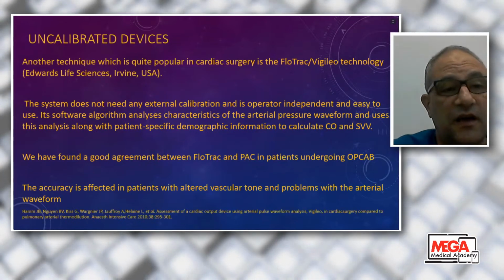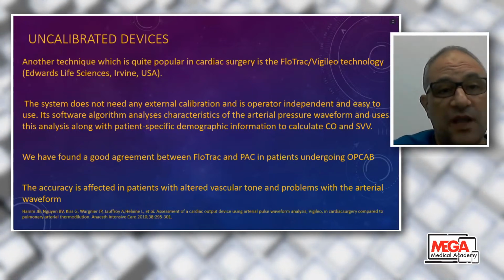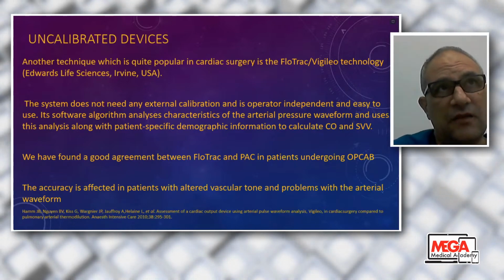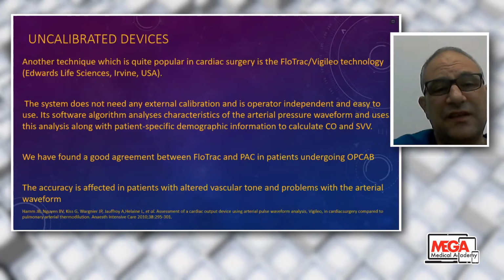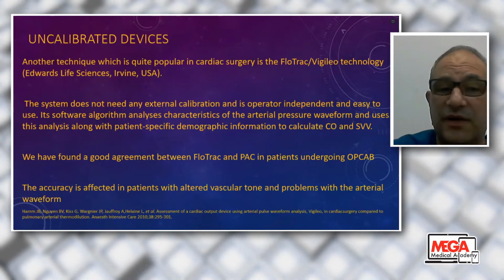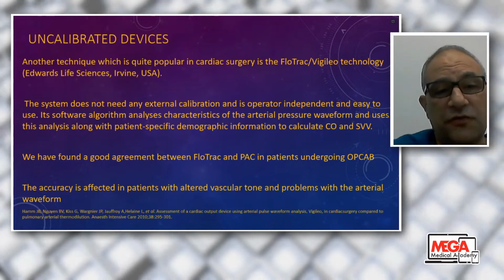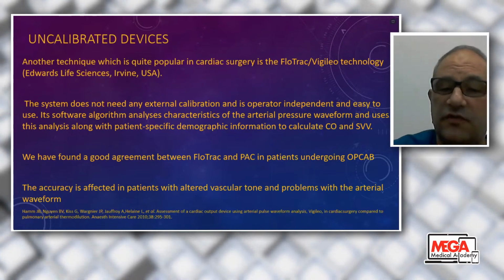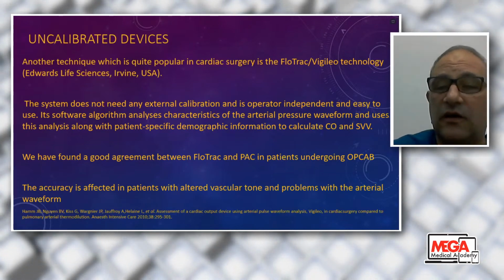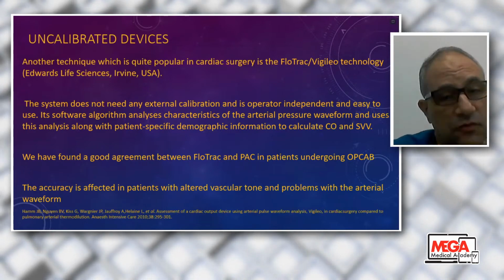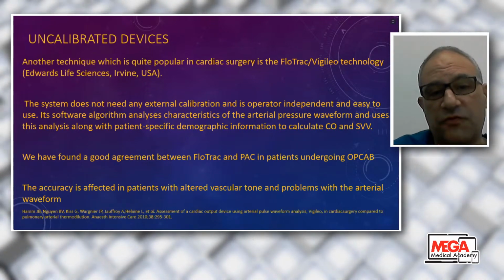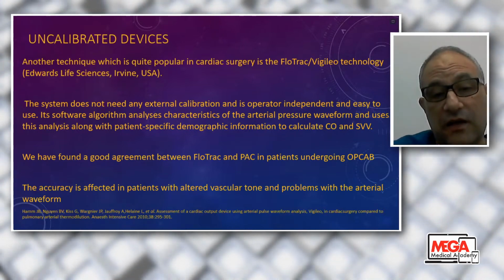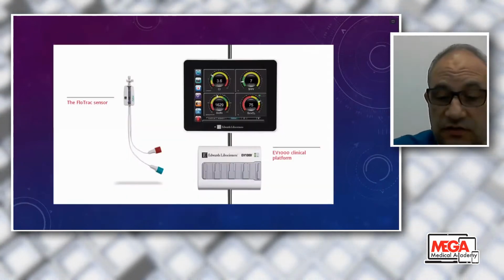Uncalibrated devices like the FloTrac system are quite popular in cardiac surgery. It's an easy assessment of the hemodynamic status of the patient. It does not need external calibration. It is operator independent and easy to use. The software analyzes the arterial pressure waveform and uses this analysis with the patient-specific demographic data, height and weight, to calculate the cardiac output and stroke volume variation. We found a good agreement between FloTrac and the pulmonary artery catheter in patients undergoing OPCAB, and accuracy is affected in altered vascular tone and problems with the arterial waveform.